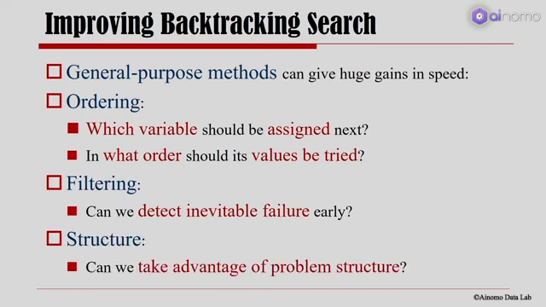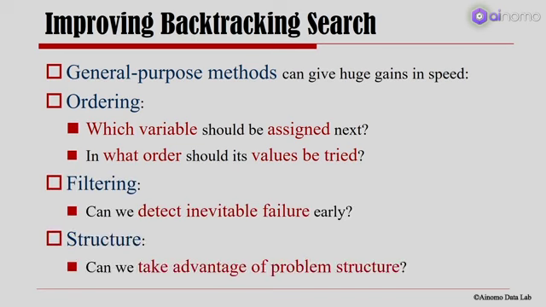General purpose methods can give huge gains in speed and in improvement of backtracking search. Ordering: which variable should be assigned next, in what order should its values be tried? Filtering: can we detect inevitable failures early? Structure: can we take advantage of the problem structure? These can lead to improving backtracking search. Let us now look at the variable and value ordering heuristics.